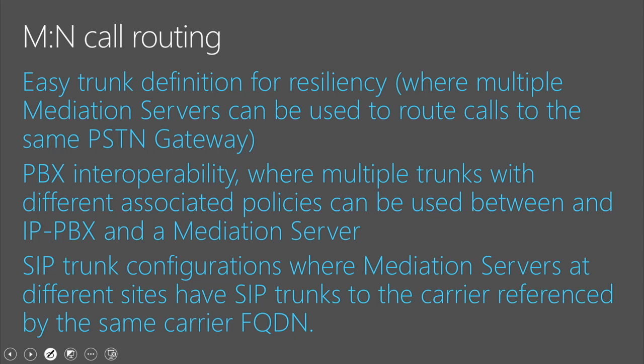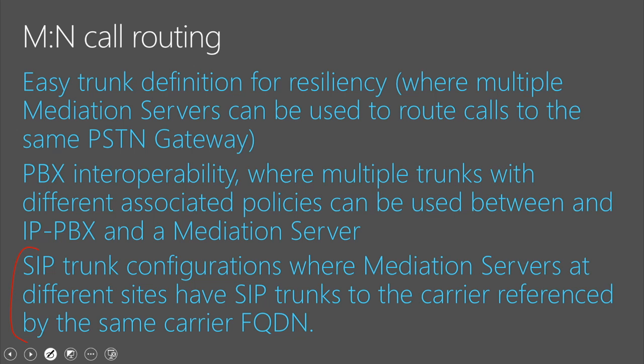Now we can do that by having multiple trunks with different ports. Same gateway FQDN, just a different port on it. So that's a nice enhancement over Lync Server 2010, where if we wanted to do that, we had to give some fake names to the gateway or to the PBX. And then maybe you have a SIP trunk configuration where you have mediation servers at sites all going to some central carrier-hosted SBC, and you just want to have different paths to get there.